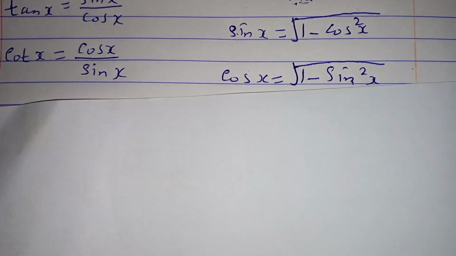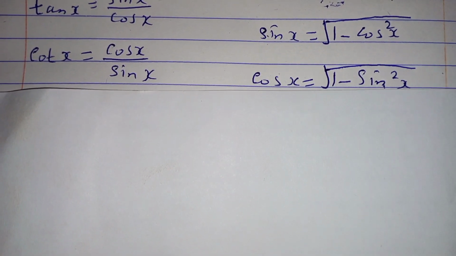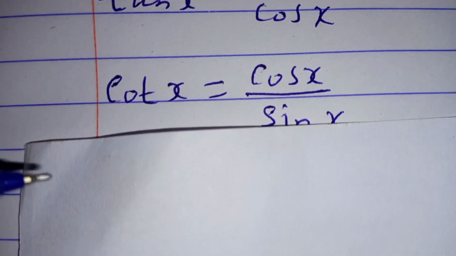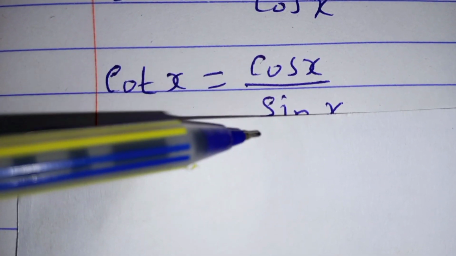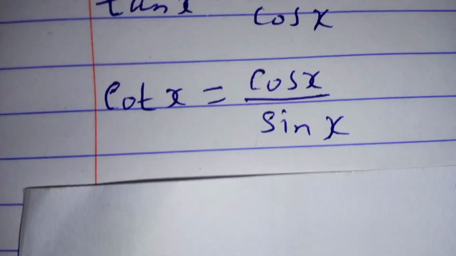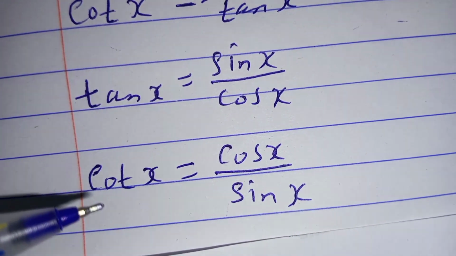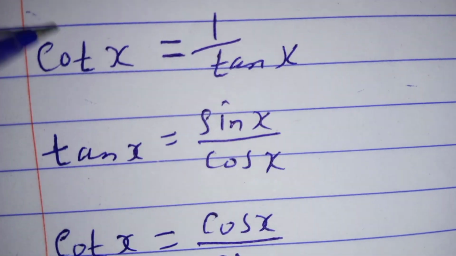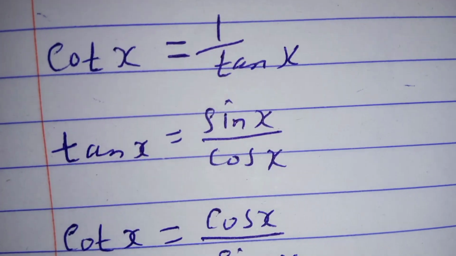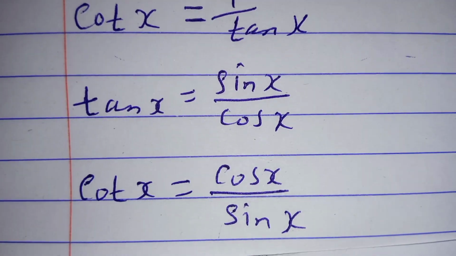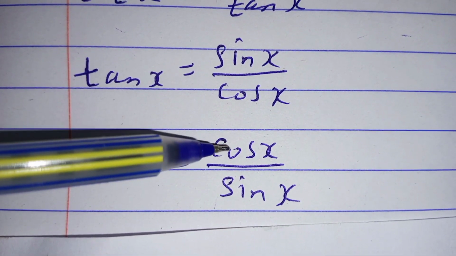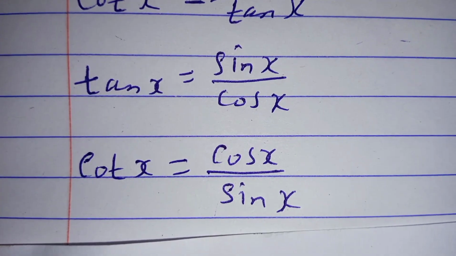Next is cot x. So tan x is equal to sin x over cos x. Cot x is equal to cos x divided by sin x. It is from here that we have said that cot x is equal to 1 over tan x. So cot x is the reciprocal of tan x, and the reciprocal of sin x over cos x will be given by cos x over sin x.